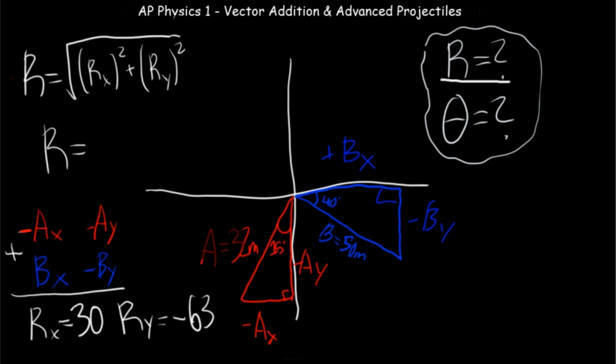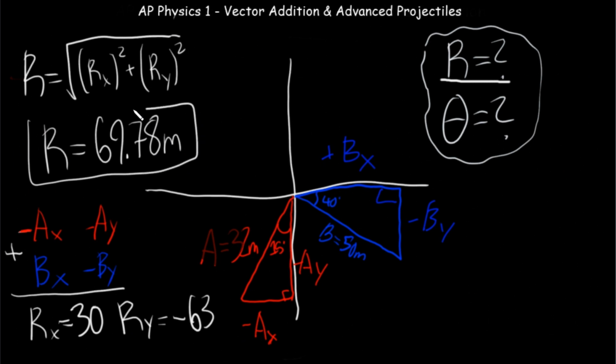You can pretty much just plug these in. We already know what r of x and r of y equal. You would have to do square root, parentheses 30 squared, plus parentheses negative 63 squared. And that would get you 69.78 meters. That's your R value.